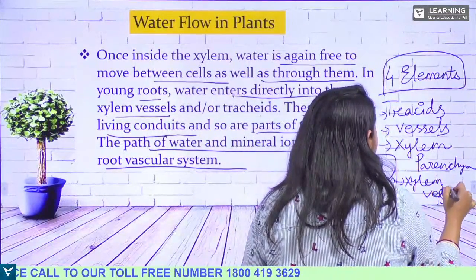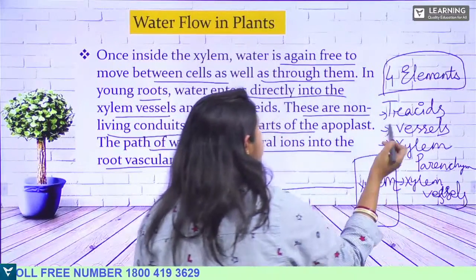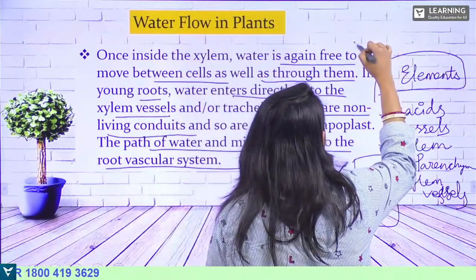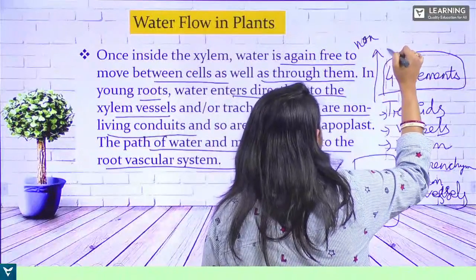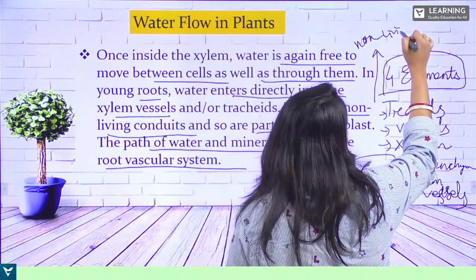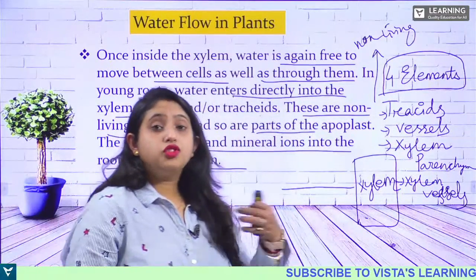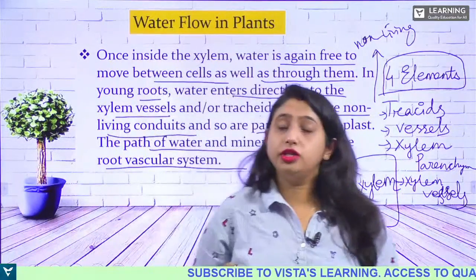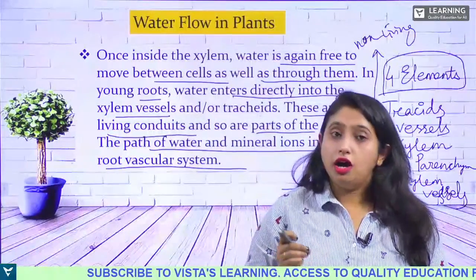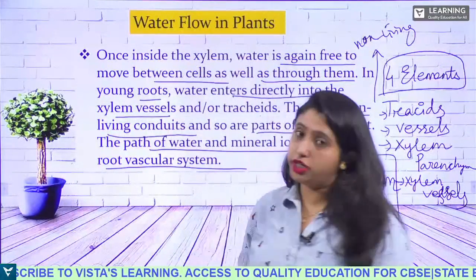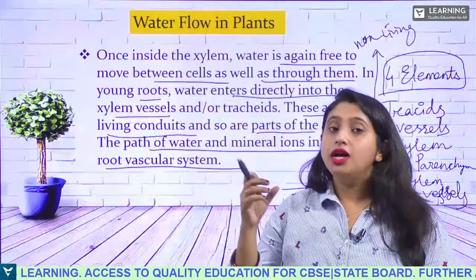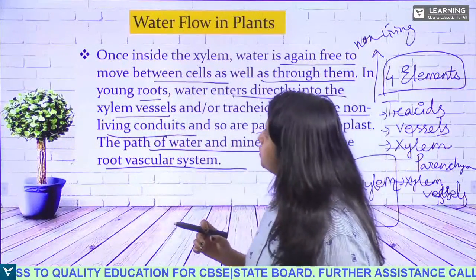So these elements, the tracheids, are non-living. There are various non-living cells also. So the tracheid is non-living, and it is responsible for transport. These are the elements that further help the xylem in the transportation process. Is that clear? So this is all about the transportation process, how it takes place.